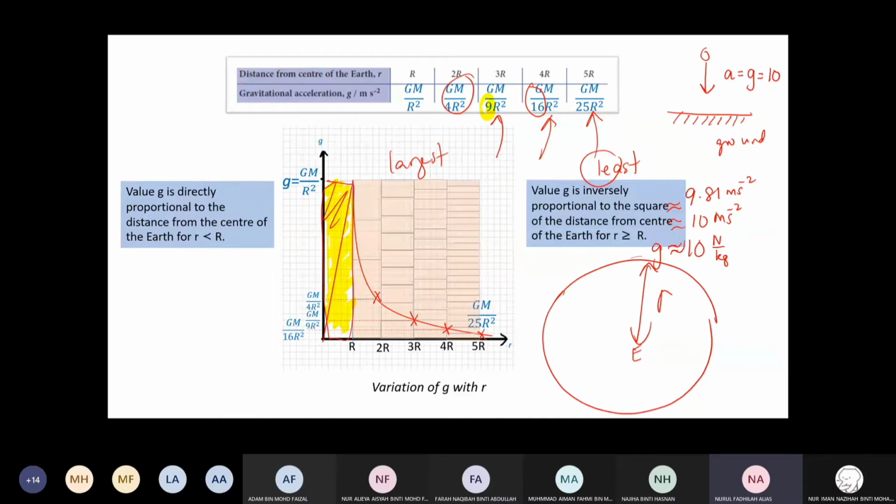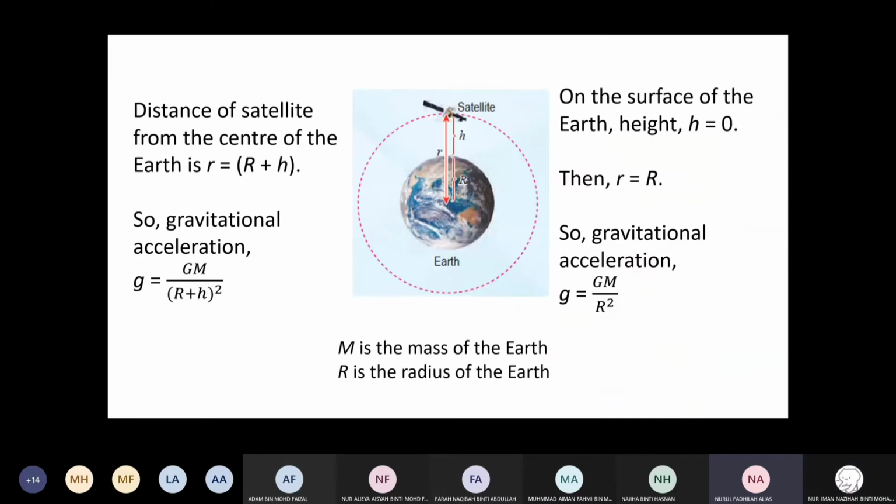Okay, so from here we see that, okay, this part here, kita ada dua part yang berbeza lah. Okay, first, in directly proportional, this one. And then the next part, from R to 5R, inversely proportional. Okay, so that's the relationship. Okay, so look at this diagram. You look at this diagram, kita ada satellite di situ.